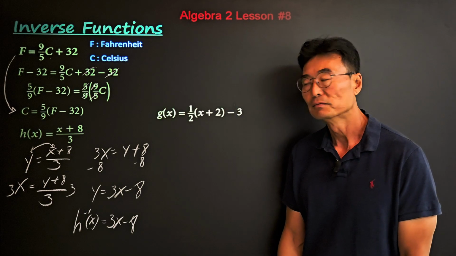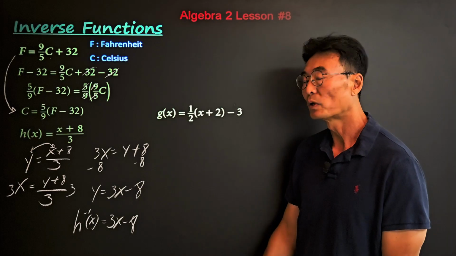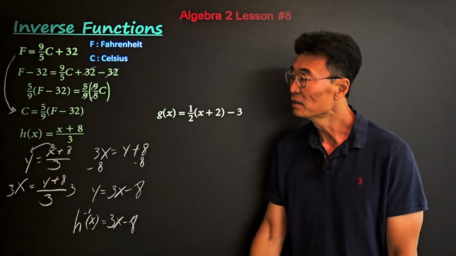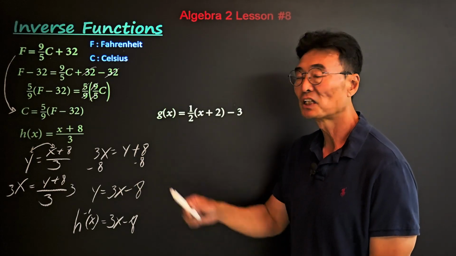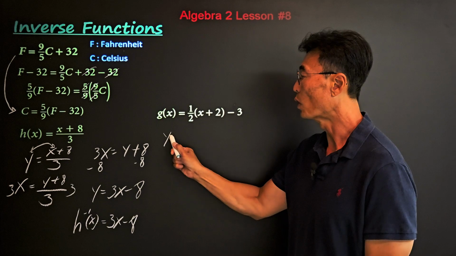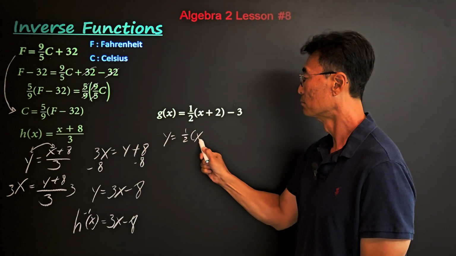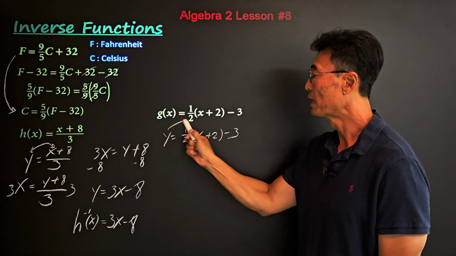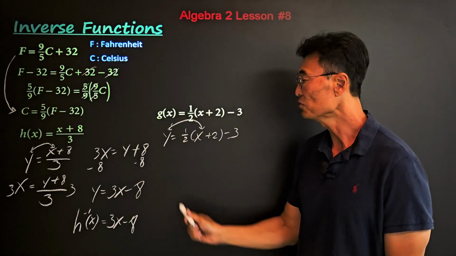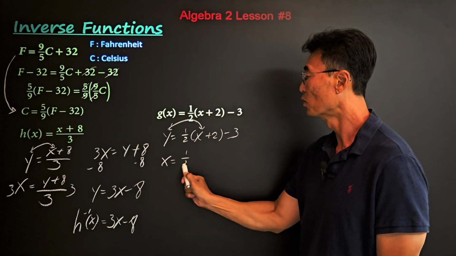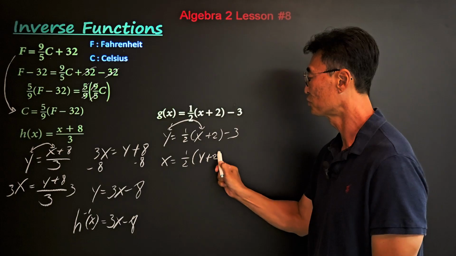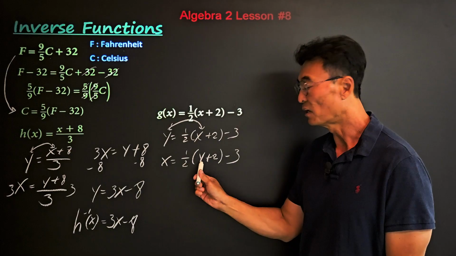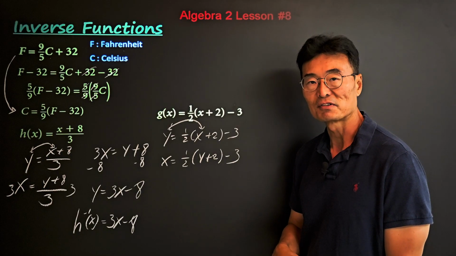Here's another example. We have g of x equals 1/2 times (x plus 2) minus 3. Just like we did before, we want to change that g of x into y. Then we want to swap the x and the y values, making it x equals 1/2 times (y plus 2) minus 3. And then we want to solve for the value of y in terms of x.